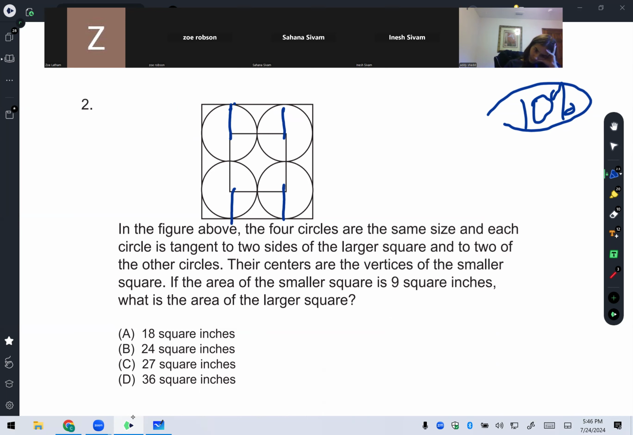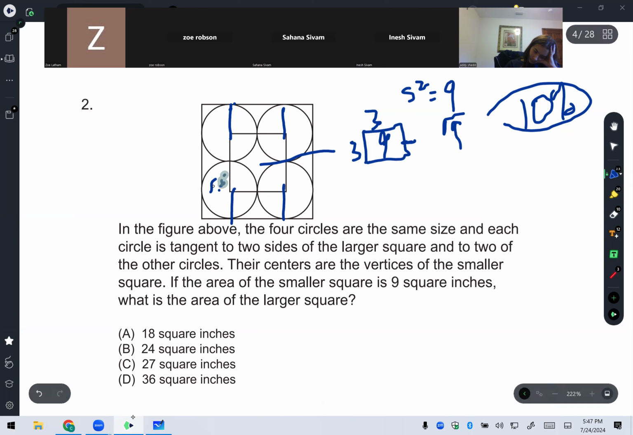Okay, so you just fill in what you know. So the center, so basically the smaller square, and I'll just pull it out, it's 9. So if s squared is 9, say, Hannah, what would each side be? 3. Very good. So that means each of these halves is 1.5. So this would be 1.5.